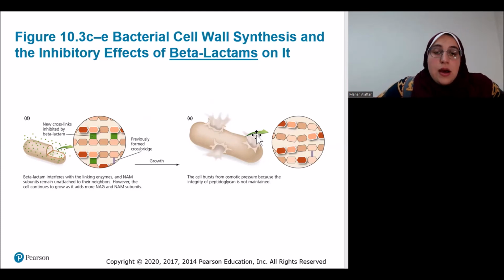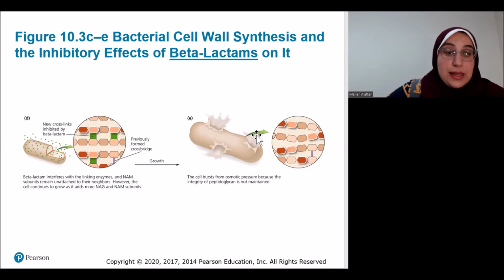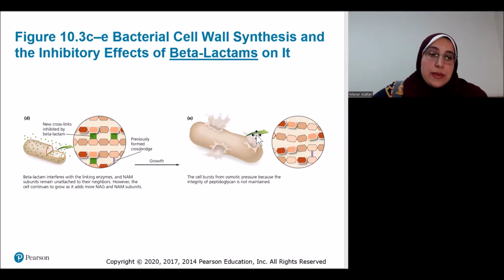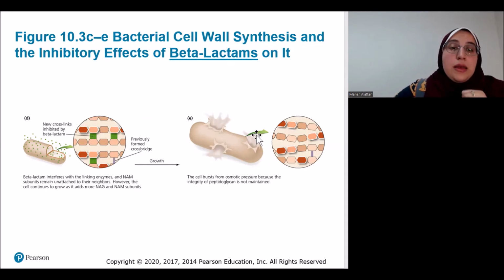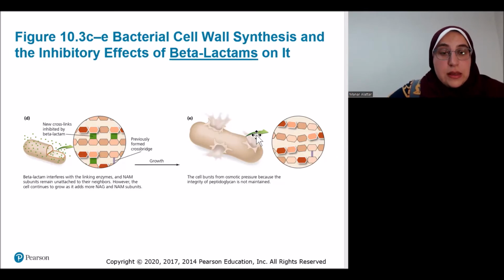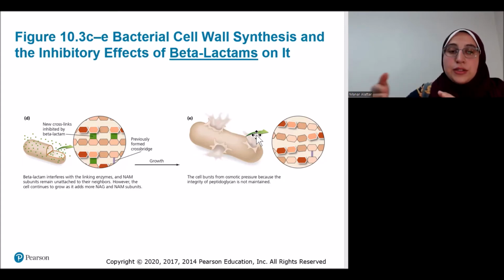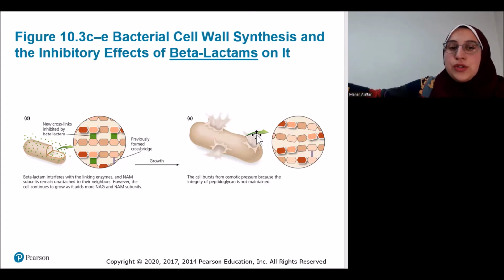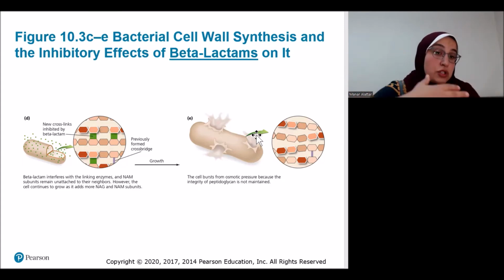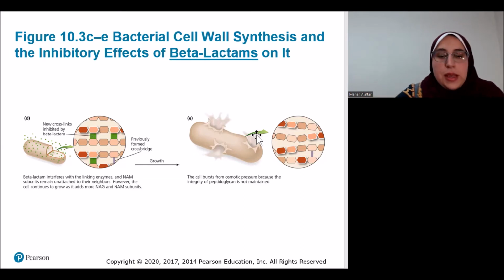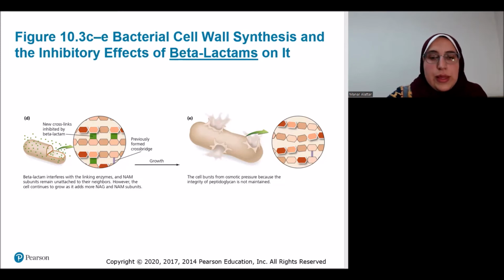Now, both of these are dependent on the cells being actively growing and reproducing. Static cells that are in the static phase of their life cycle will not actually be impacted as much by either penicillin or vancomycin because, like we said, they prevent the formation of future cross bridges, but they don't destroy old cross bridges, right? And so in that case, both of these are actually dependent on the cells growing and reproducing.